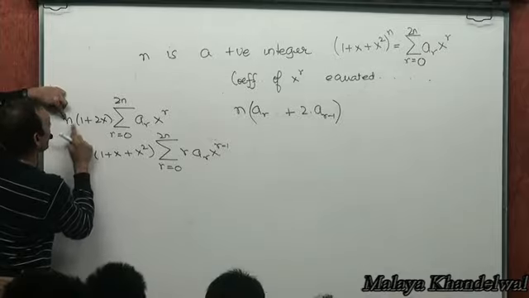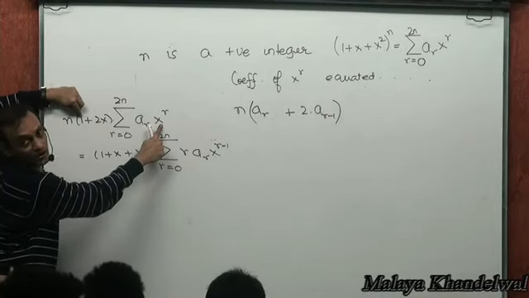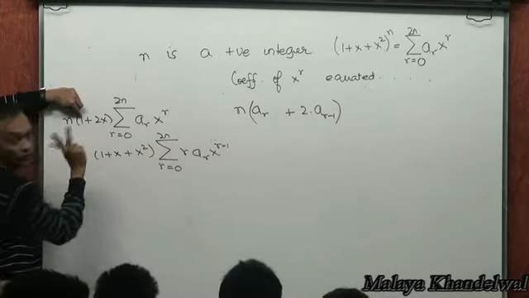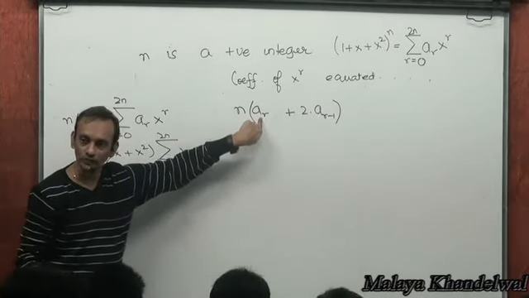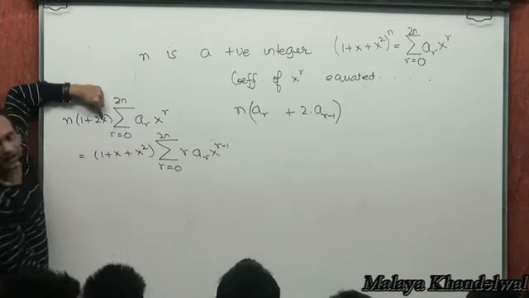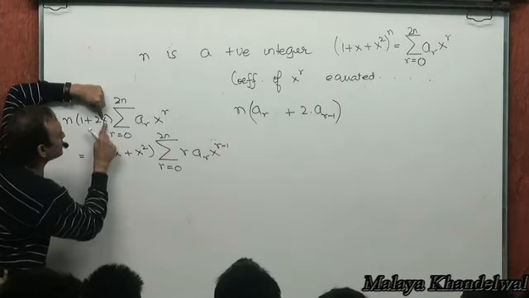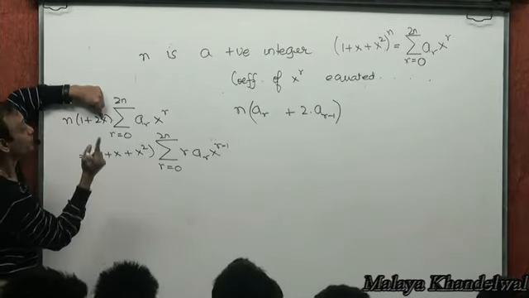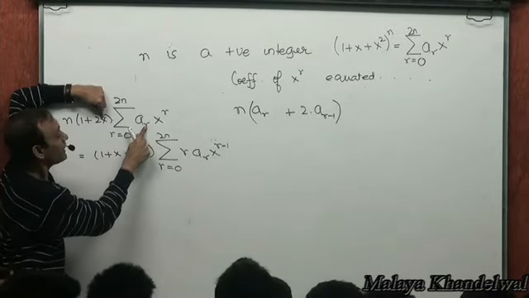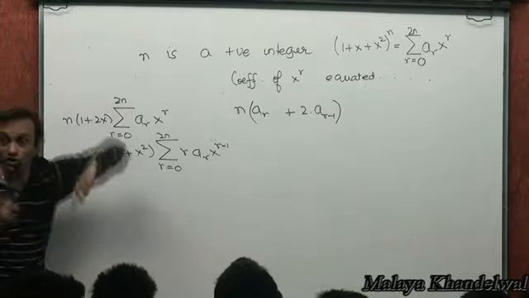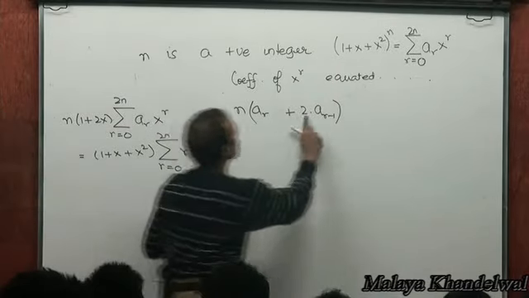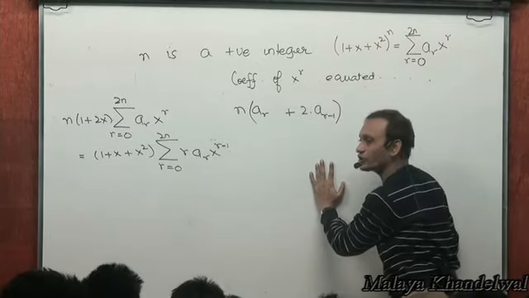Now to get x^r, I have n into 1 and I should seek x^r in this summation, which is A_R. So one way to get x^r is A_R into n into 1. Now in this summation, if I seek x^(r-1), which when multiplied with x will give me x^r, then the coefficient of x^(r-1) will be A_{R-1}. A_{R-1} into 2 into n will also give me x^r. So 2n into A_{R-1} will also give me x^r.